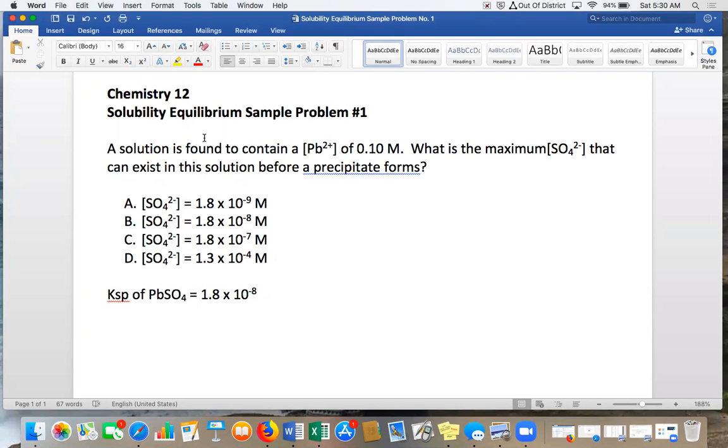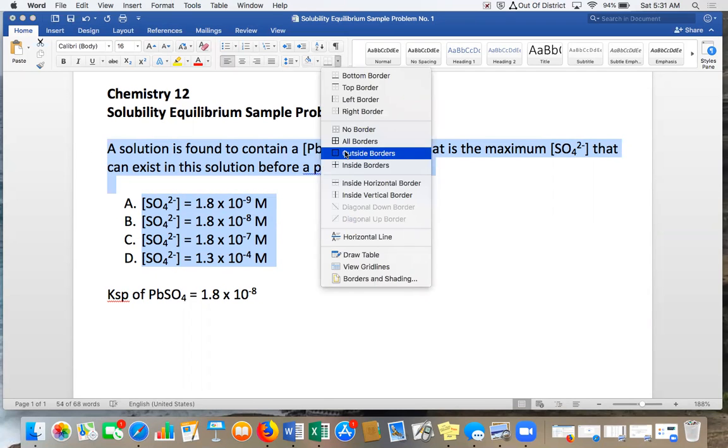Okay, so this problem here is from a very old provincial exam. It says a solution is found to contain a concentration of lead 2 plus of 0.10 moles per liter. What is the maximum concentration of sulfate ions that can exist in this solution before a precipitate forms? And you are given 4 choices. So the problem would be presented like this.